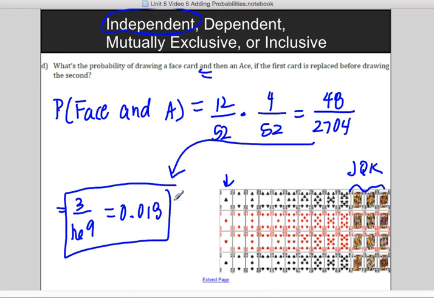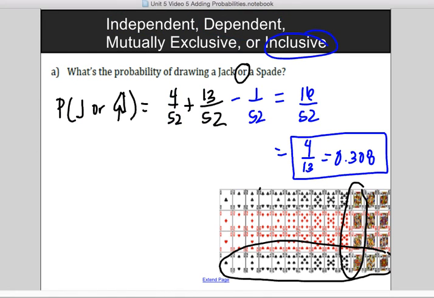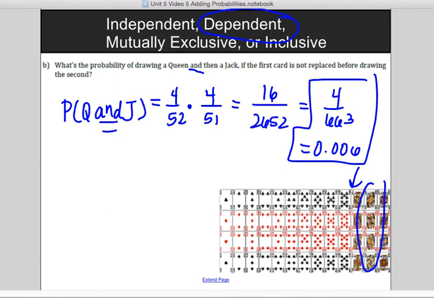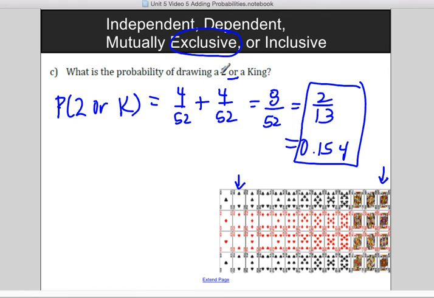So in our mixed practice, we had both adding and multiplying like yesterday. So just to recap, this one is what we went over today. Or means adding. It's inclusive because you can be the Jack of Spades right here. C was our other or one. It is exclusive because you can't be a 2 and a king. And so those are what we covered today, being inclusive and exclusive.